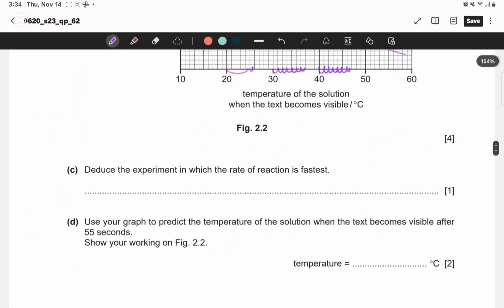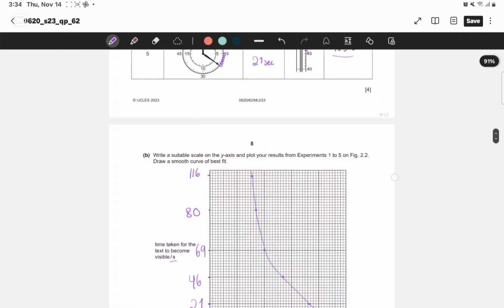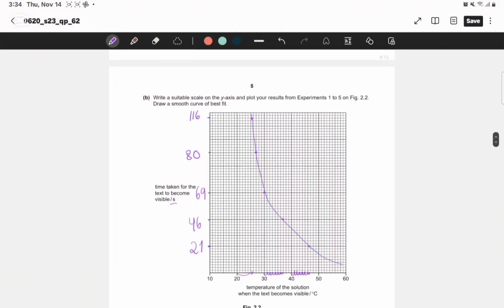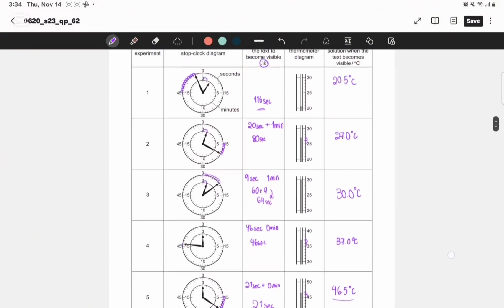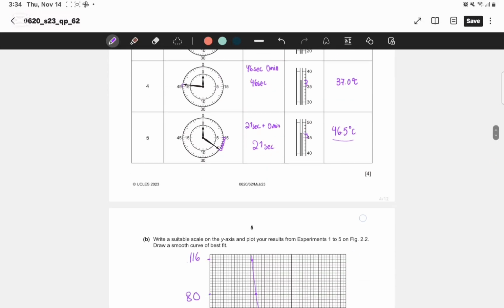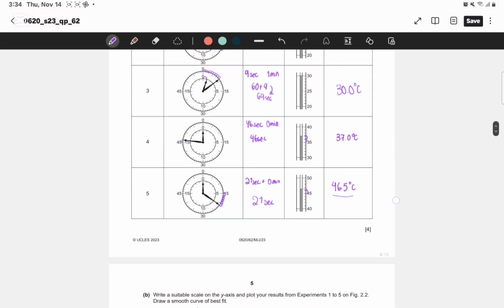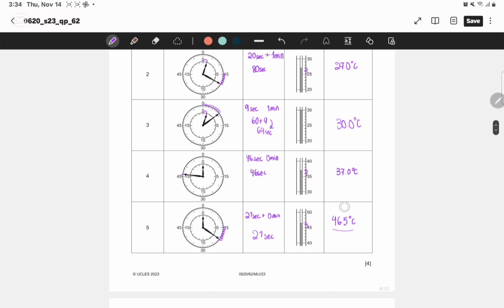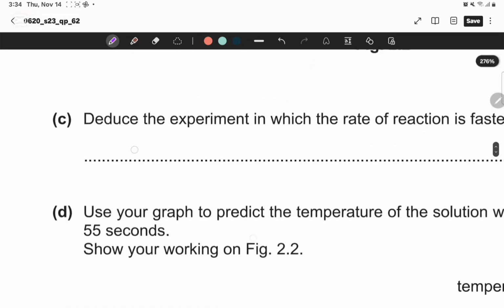Deduce the experiment in which the rate is fastest. So here they only give us a temperature, and we know the higher the temperature, the faster the rate. So the experiment with the highest temperature, experiment 5, because here it's 46.5 degrees Celsius. So I only write 5.